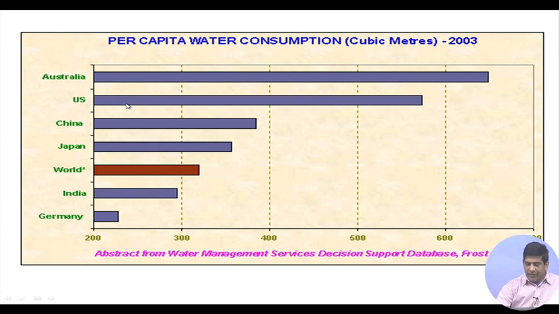The US is in second position. India is slightly below the world average. The world average is right there, at around 320 to 330 cubic meters per capita water consumption. In India, we are slightly below the world average, below the 300 mark. Germany is even less than us because, in terms of domestic usage, they might be using more water than us, but they are more efficient.